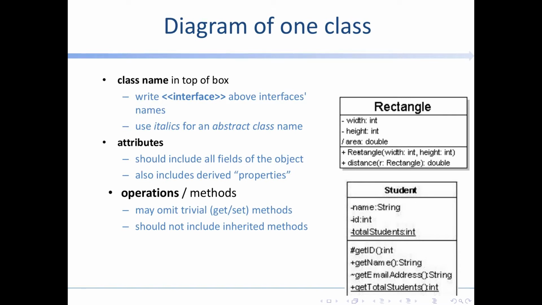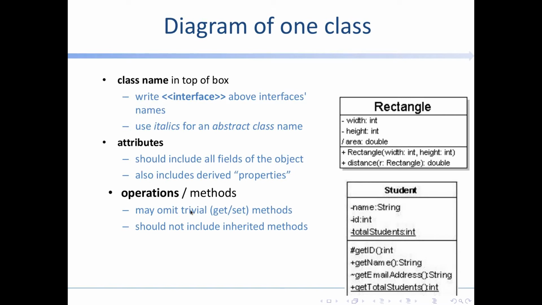The methods: you can see this is the constructor, which has the same name as the class name. It takes these two inputs, the name of the input and then the type of the input. This is how you write it, the same way in here. And here's a distance method that takes a single argument r, which is of type rectangle. So this rectangle's distance to the given rectangle will be returned as a double. This is the return type at the end.